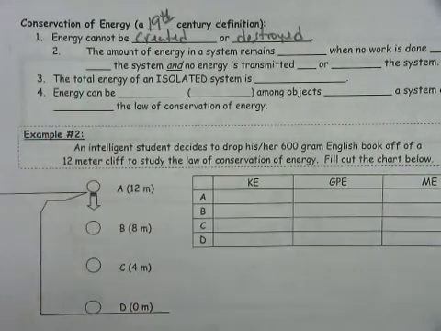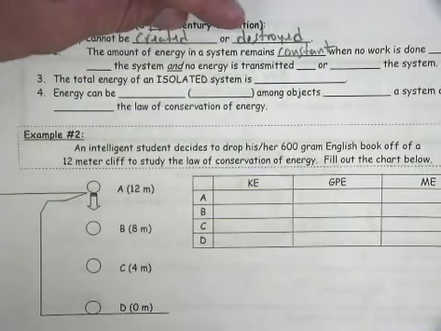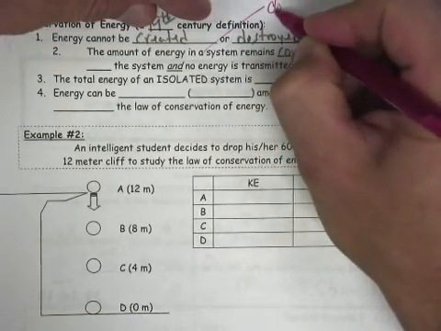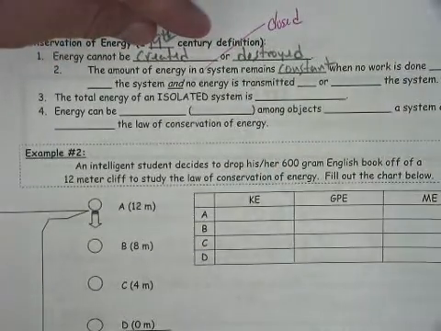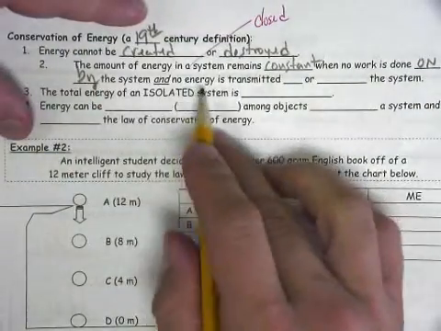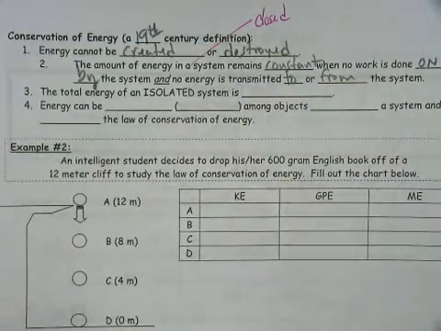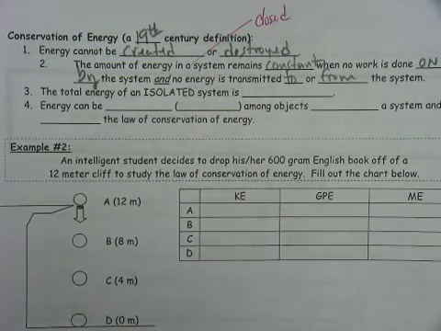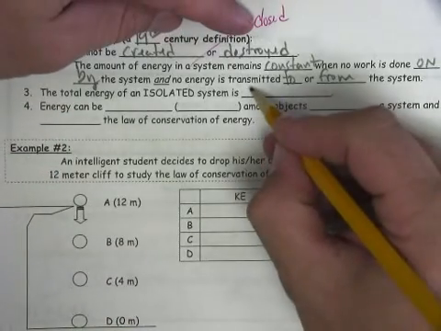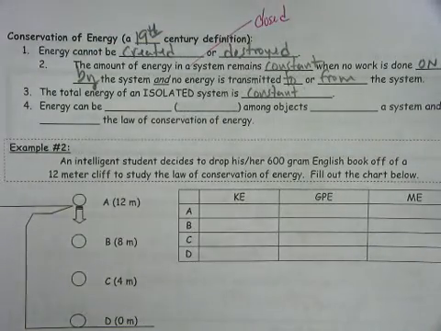Energy cannot be created or destroyed. And what does that mean? It says the amount of energy in a system remains constant. And actually, I would say the amount of energy in a closed system will remain constant when no work is done on or by the system and no energy is transmitted to or from the system. So if there's no energy being transferred to or from the system, by definition, it's going to be closed. Another way of thinking of conservation of energy: the total energy of an isolated system is constant. Isolated is kind of a word that means closed as well.